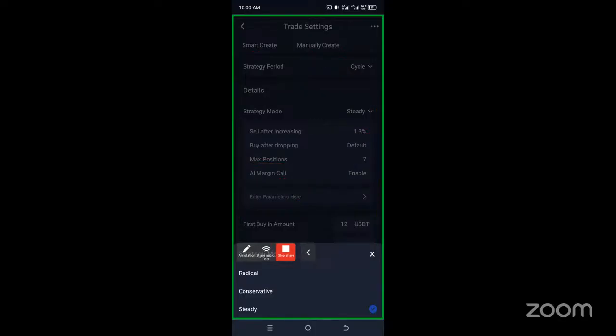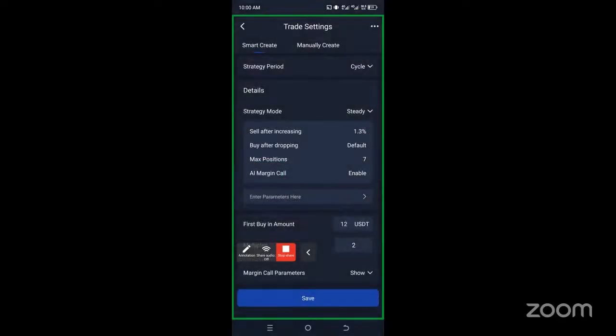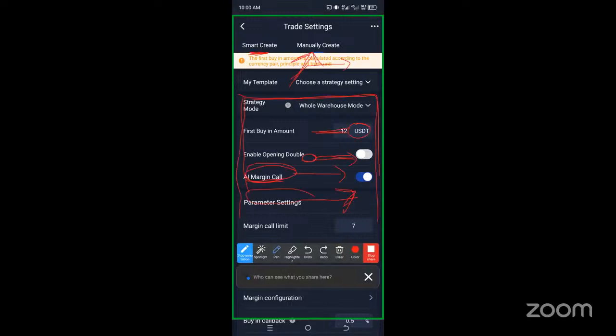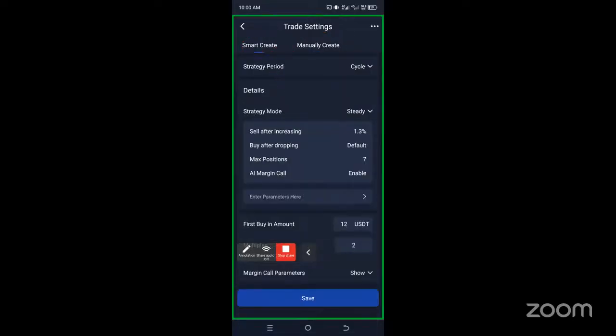Let us try and you see. You click there, enter parameters. When you click there, you see that it is no longer underlined with the blue line on Smart Create. It has taken you to manually create. And in this manually create, it is where we will set up settings for advanced traders who are doing customized setting. Now for us, we are on Smart Create. We come back to Smart Create.